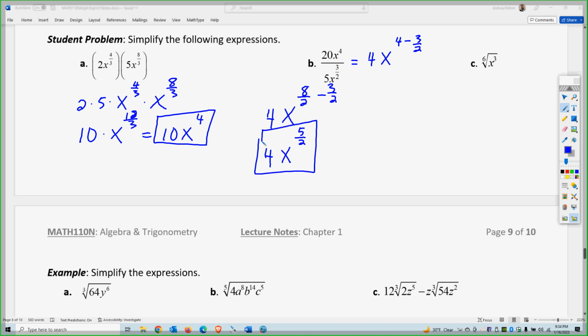There we go. And lastly, let's rewrite the formats. This is x to the 3/6, right? We're going from radical, so this is radical notation. This is exponent notation, right? So this is really x to the 1/2 once we simplify. Okay, that is the end of part 3.